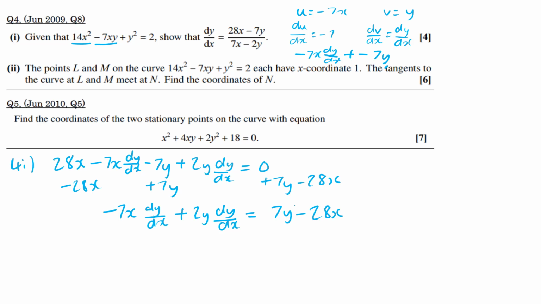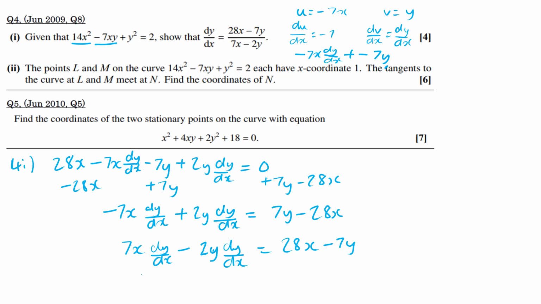So Nia, can you see we've got this 7y minus 28x, but this is 28x minus 7y. So we multiply both sides by minus 1. That's going to switch this around so it'll be a bit nicer for us. That's going to become 7x dy/dx minus 2y dy/dx equals 28x minus 7y.